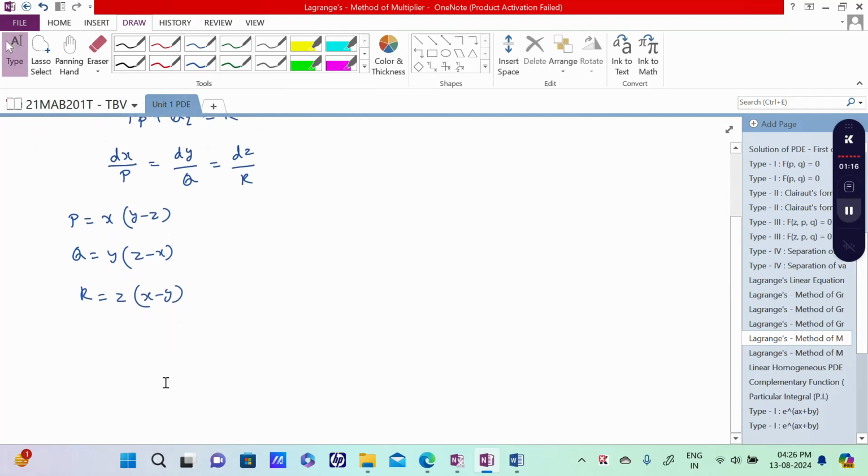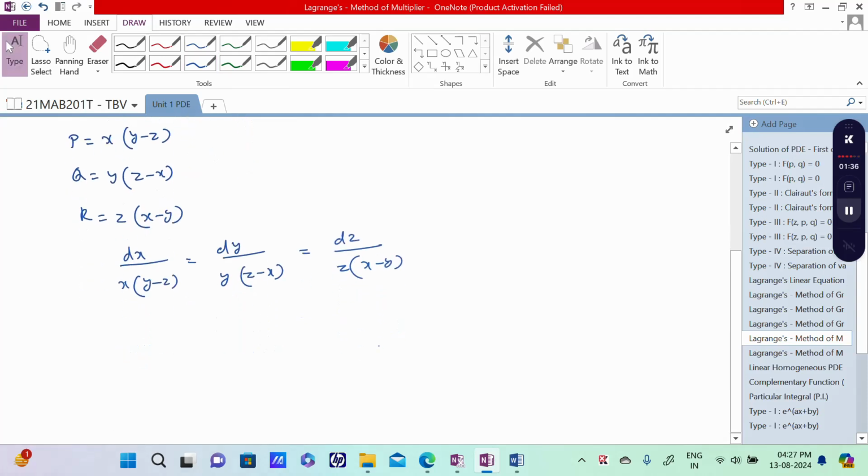Now I'm going to substitute these values in the auxiliary equation: dx divided by x(y − z), dy divided by y(z − x), dz divided by z(x − y). In this equation, I am going to apply a multiplier. Our main aim is that if the denominator is 0, then the numerator is easy to handle. So in these cases, we consider a multiplier. Any variable or any constant, whatever we apply to these three terms.